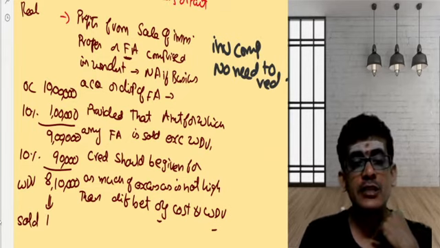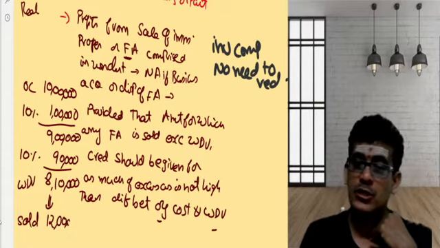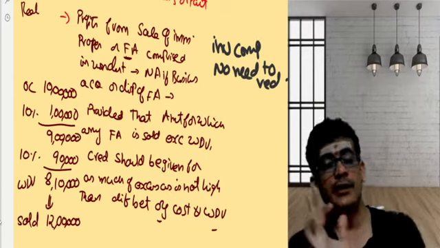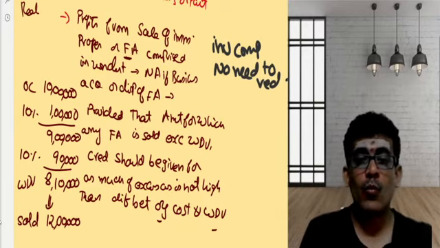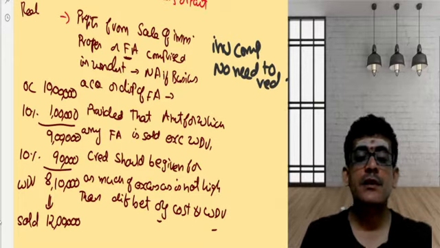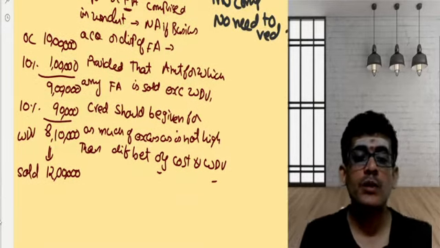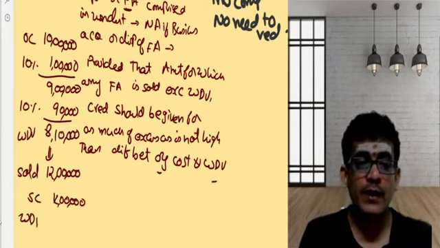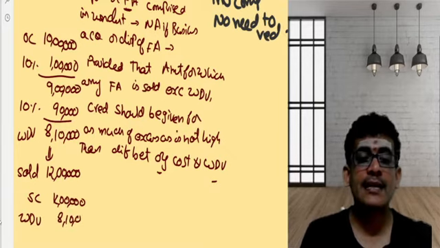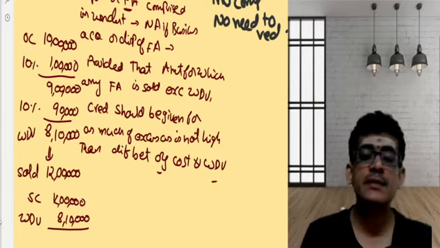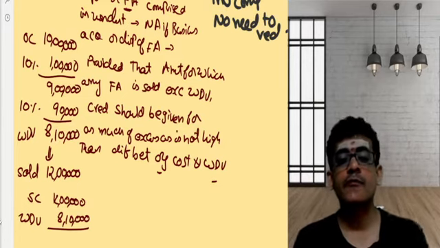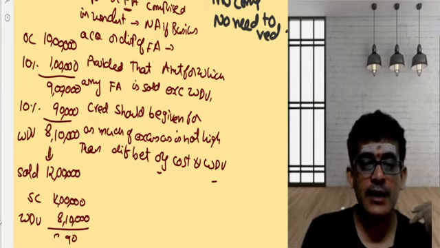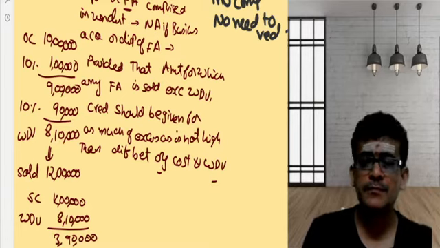For a sale consideration, let us consider 12 lakhs is the sale consideration. Now here, what is the profit? What is the surplus? When you calculate the profit or loss, I will consider the sale consideration of 12 lakhs minus my written down value. The written down value is 8,10,000. So 12 lakhs minus 8,10,000 will give you 3 lakhs 90,000, which is nothing but the profit.